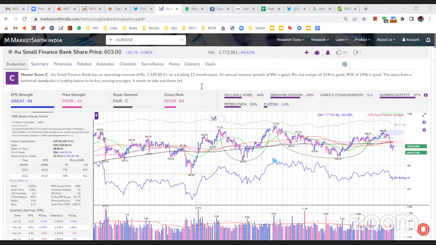Yes, as pointed out by Naresh as well, we have removed the stock from the model portfolio.